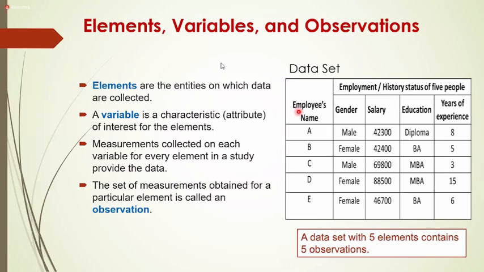So what are the characteristics we are interested in for these elements? Gender of the employee, salary of the employee, education of the employee, years of experience of the employee. Right? So now you are clear with elements and variable. Now you read the third one and tell the examples from this data set.